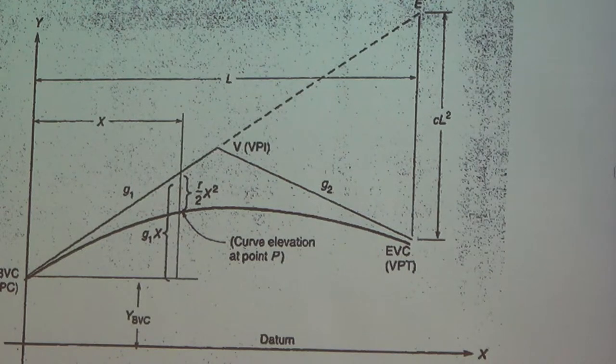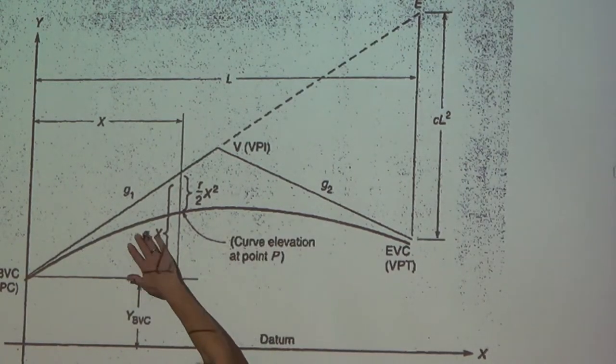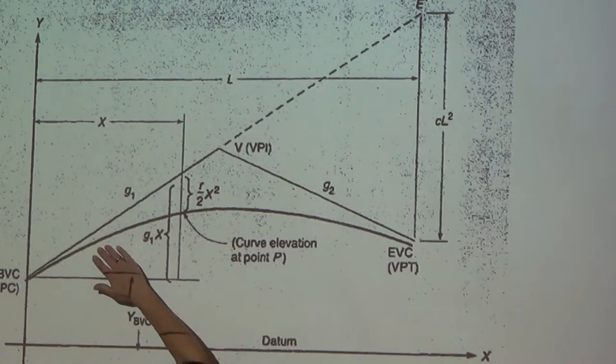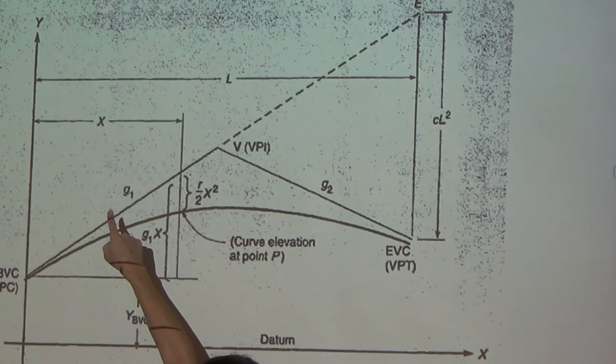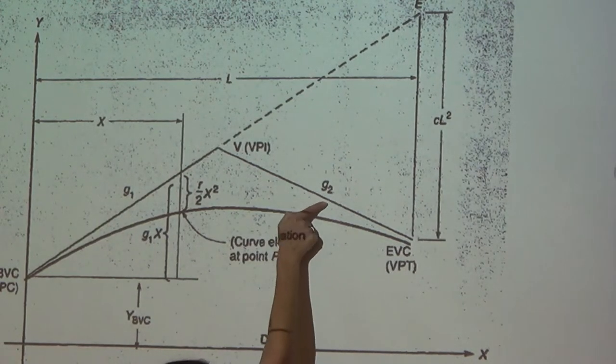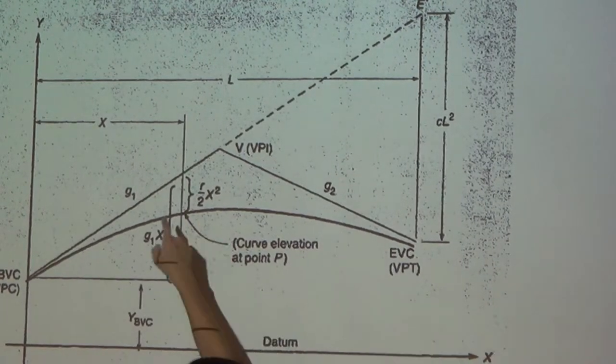Here's the vertical curve. So in this particular case, it's going up, right? It's a positive grade. Grade 1 is positive or negative? Positive. Grade 2, positive or negative? Negative. So we're coming through and going like this, but this is only one option.